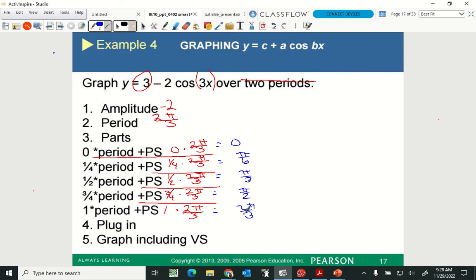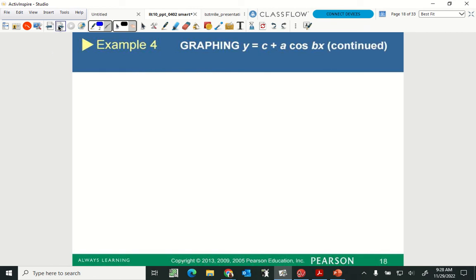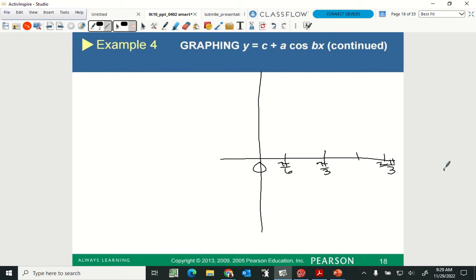So, steps 4 and 5: plug it in, and graph including VS, which is my vertical shift. That's where it's going to come into play in a moment. I'm going to go to a new page over here and start by doing my graph. We have 0, and what was my last one? 2 pi over 3, right? All right, put my points there: pi over 6, pi over 3, pi over 2.